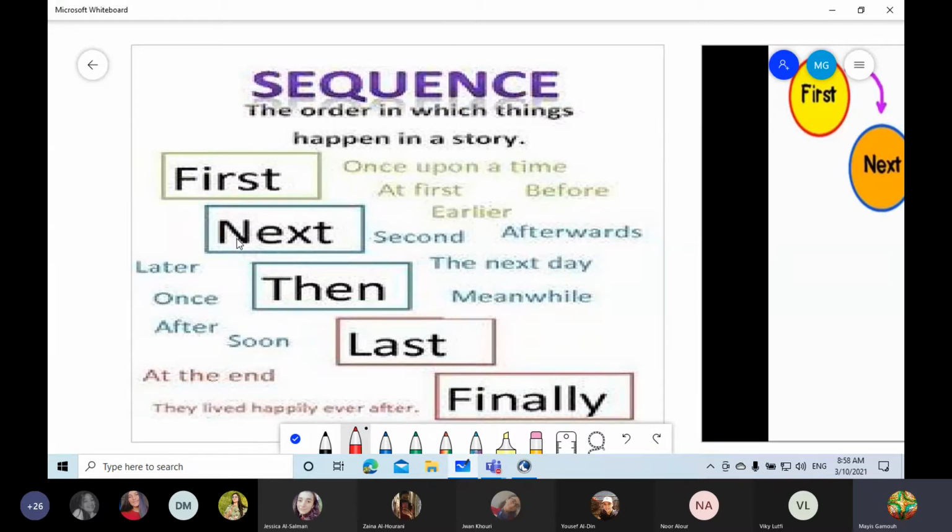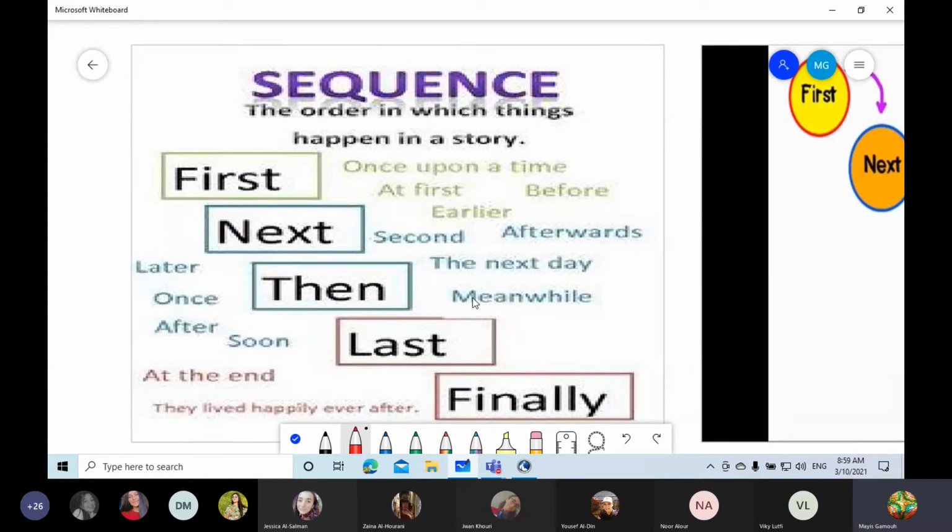It means that you have another event. So we are sequencing our events. We are putting our events or our actions in order. We have also then or after that, or the next day if you are talking about days, or the next hour, or the next 10 minutes maybe, or the next year maybe. Or you can use meanwhile. It means at this moment, at this minute.